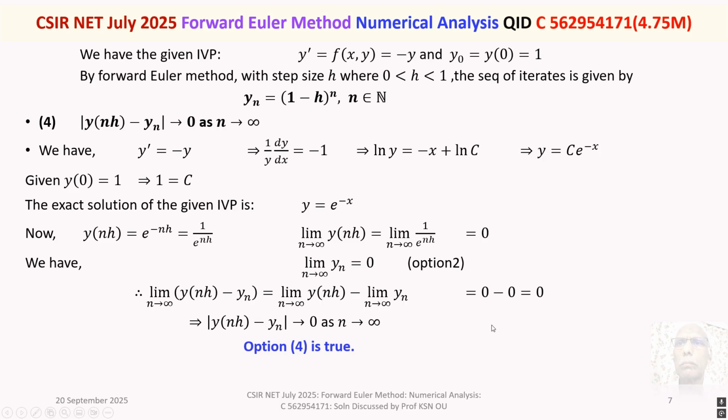Right. So summarizing all the options, the answer to this question is options 2, 3 and 4. That is the detailed discussion of the solution of this problem from the section numerical analysis, which is based on the Forward Euler method. And I've been telling you in some of the past videos that questions from numerical analysis are appearing in part C and part B also.